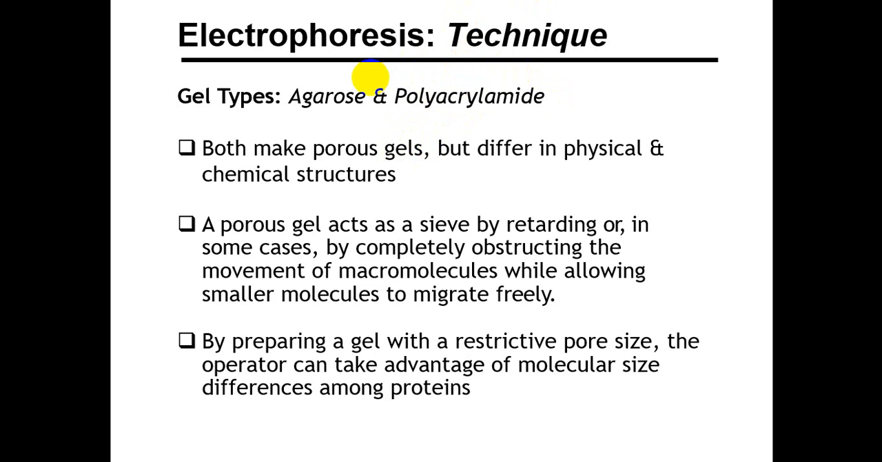A porous gel acts as a sieve by retarding, or in some cases by completely obstructing, the movement of macromolecules while allowing smaller molecules to migrate freely, like what I explained previously. By preparing a gel with a restricted pore size, the operator can take advantage of molecular size differences among proteins. So if you prepare a gel by controlling the pore size, you will be able to separate molecules of different sizes, especially proteins.